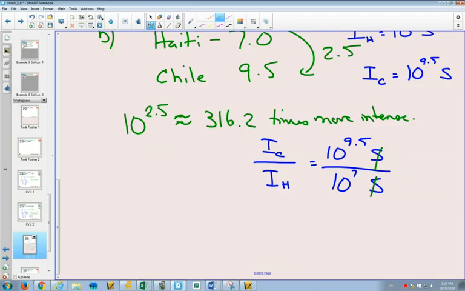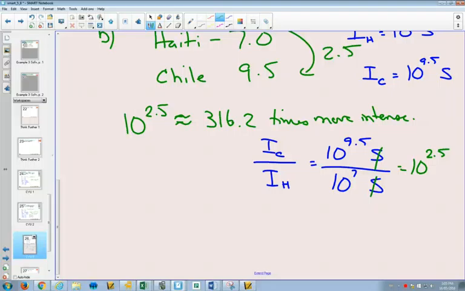What exponent rule do you use when you divide? You subtract. So you get 10 to the 2.5. Okay? That's used in your formula. Although most people learn that a logarithmic scale means every increase of 1 is 10 times more. So if we increase twice, it's 10 squared. Here we increased by 2.5, so it's 10 to the 2.5.